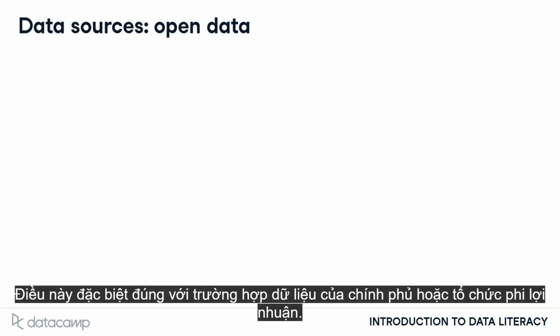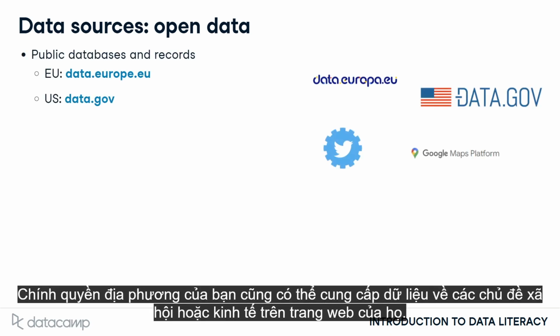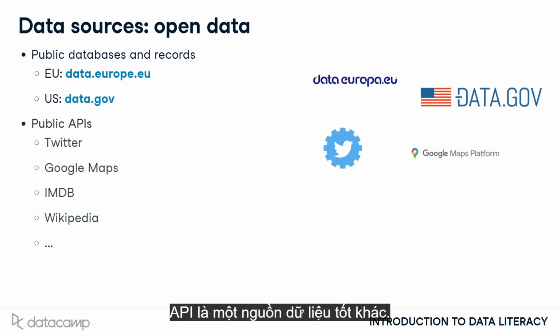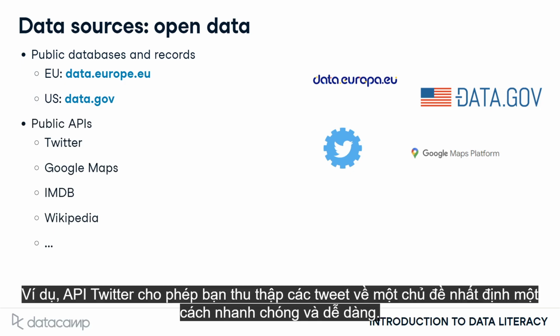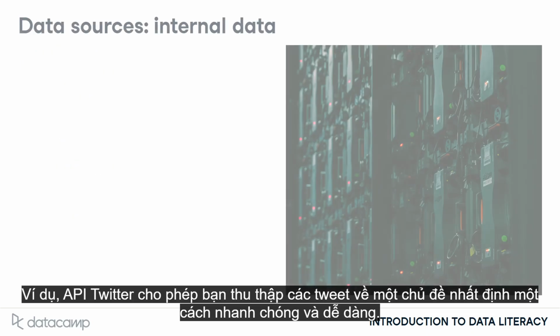This is especially the case with government or non-profit data. Your local government likely also provides data on social or economic topics on their website. APIs are another good source of data. APIs act as a go-between to collect specific data on the internet. The Twitter API, for example, allows you to quickly and easily collect tweets about a certain subject.